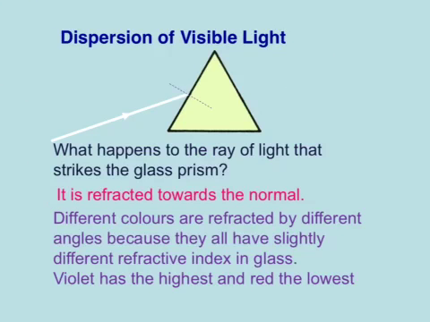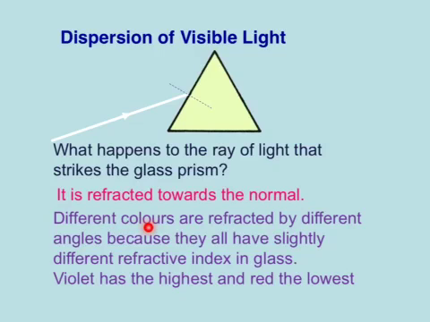Now we're going to disperse the visible light into its separate colors. We shine a ray of white light at a triangular glass prism, and as it enters the glass, the light ray bends towards the normal because it slows down. And it says here it is refracted towards the normal.